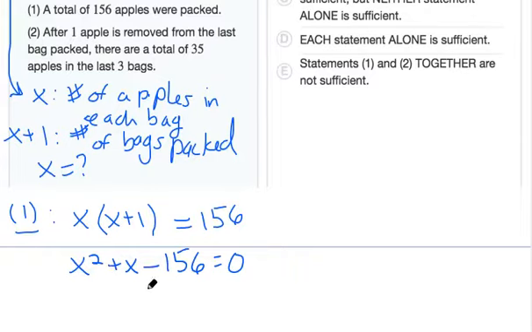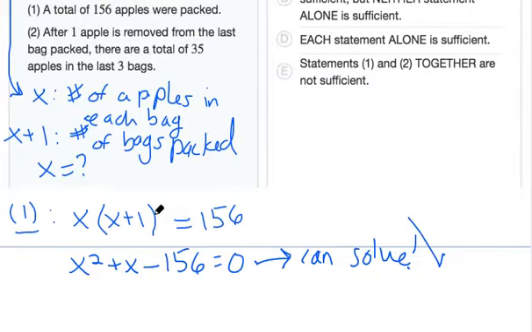We would get two values for x, but because this 156 is negative, one of our answers is going to be positive and the other negative. Since the number of apples can't be a negative value, we can choose the correct answer out of the two. It would narrow it down for us. So we can solve this and arrive at a single value for x. That means that this statement alone is sufficient. It's enough to find the value of x, which is what we were looking for.